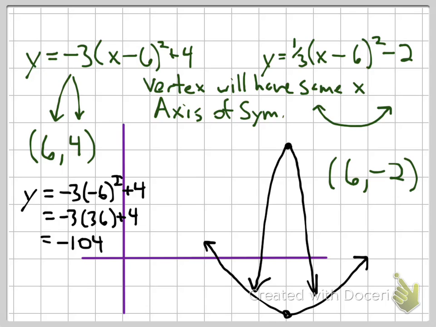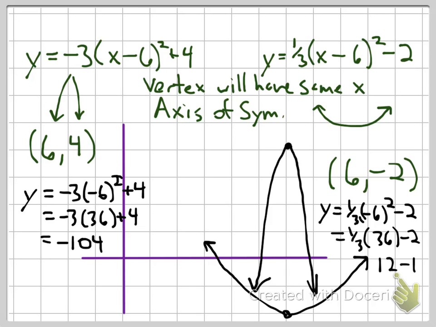For the one on the right, if we were to go y equals 1/3 of -6 squared minus 2, that's going to be 1/3 of 36 minus 2. 1/3 of 36 is 12. So that's actually going to hit the y-axis at 10. So maybe it continues up, hits there at 10 as our y-intercept.